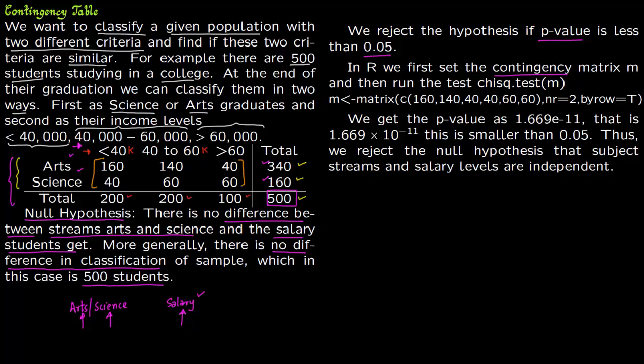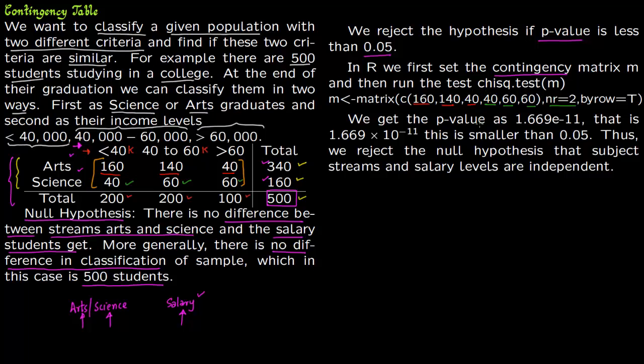First you add the values of the first row. The first row is 160, 140 and 40. Then you add the second row, which is 40, 60 and 60. Here nrow means the number of rows is 2. Byrow is true, which means that we are splitting this sequence by row.